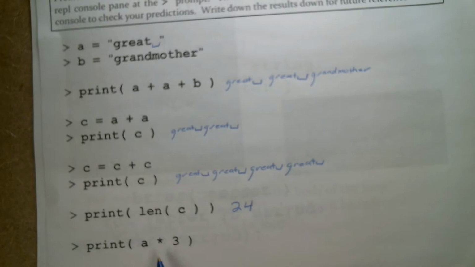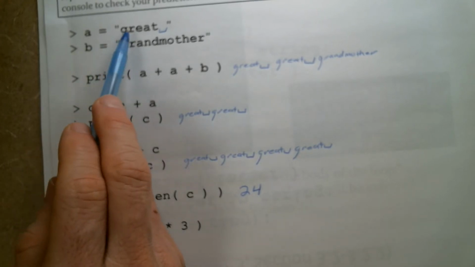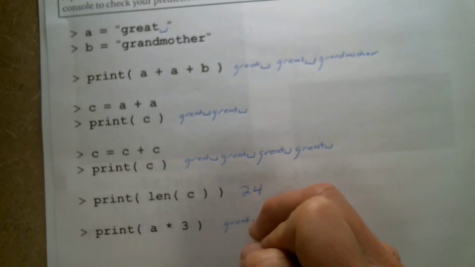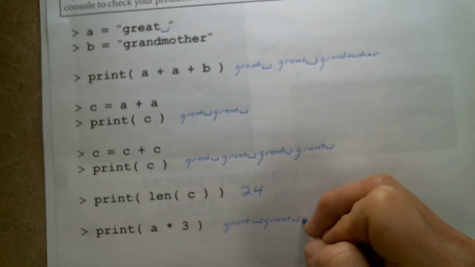All right, and then we also saw that we could use multiplication with strings. So if we multiply A, which is still just great, this would print out great, great, great.